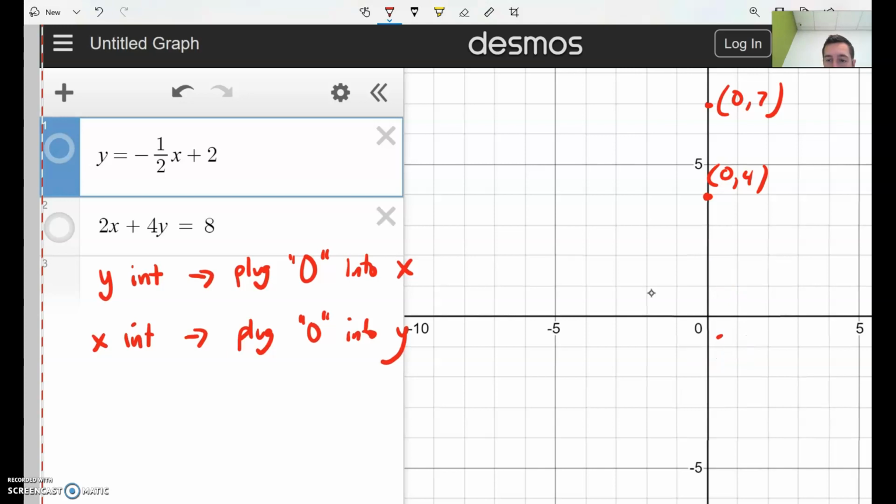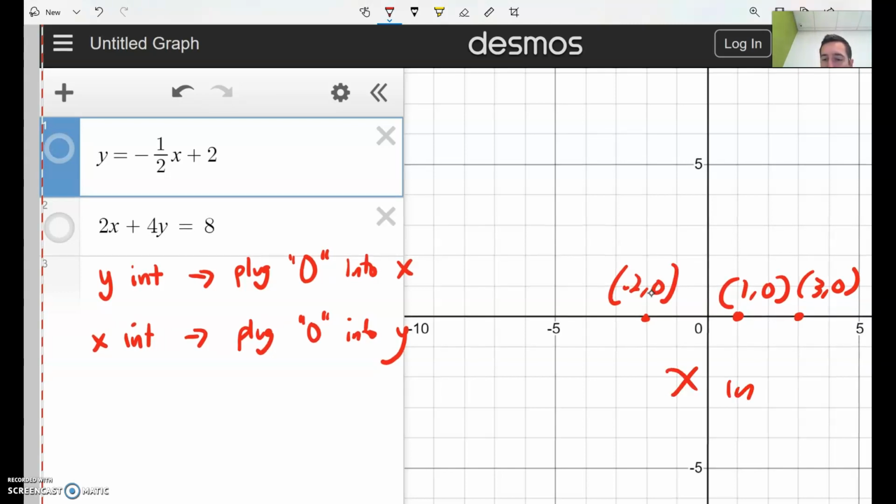Okay, so then let's do it the other way. What if you were looking for the x-intercept? What's this point? That's the point 1, 0. What's this point? That's the point 3, 0. What's this point? That's the point negative 2, 0. What do you notice about our x-intercepts? They all have zeros in for the y value.